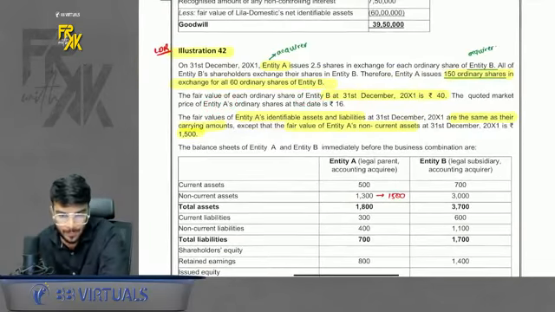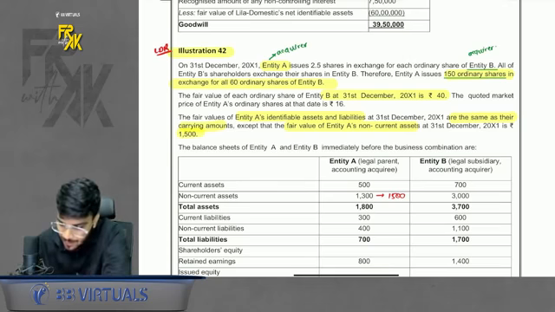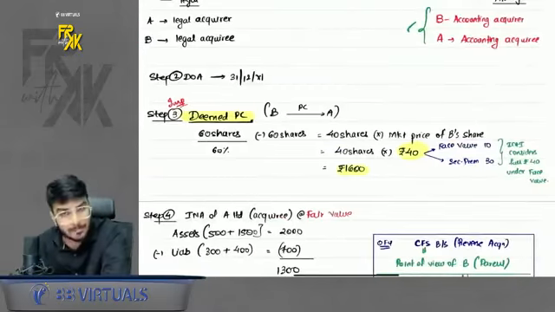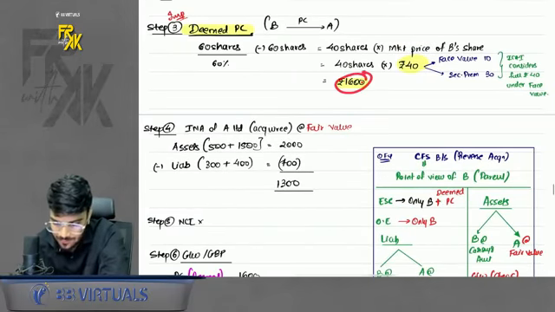Don't get confused. They are thinking you are a hoocha, but we're not hoochas. Hoochas means mad people. We are not mad people. We will take the share price of company B, because if B would have issued the PC to A, what would have been the PC? So take the share price of B. You will get the PC of 1600.